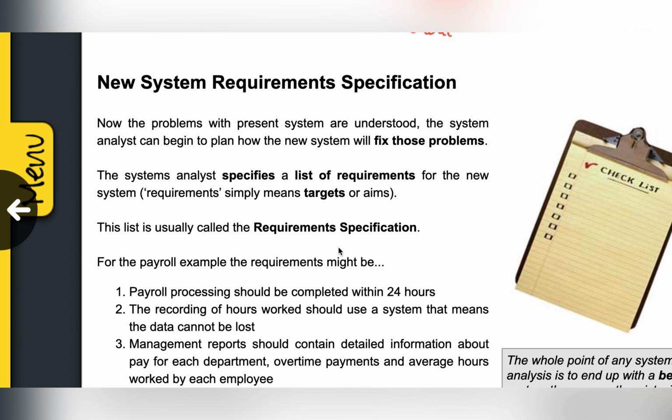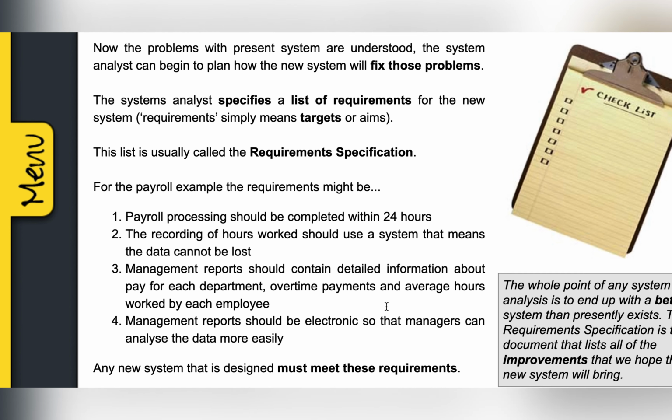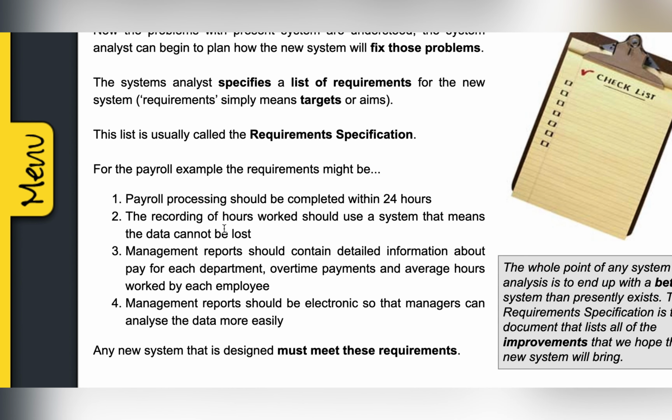So you make a checklist. You make a checklist like this. The new requirement for the new system. Okay? Or the requirement specification for your new system. So for the payroll example we've looked at, we can come up with some of this. We say the payroll processing should be completed within 24 hours.